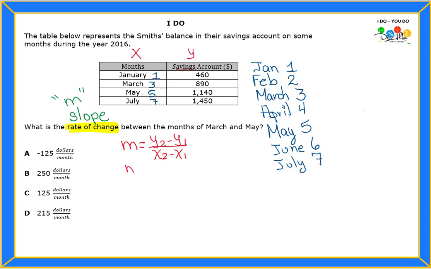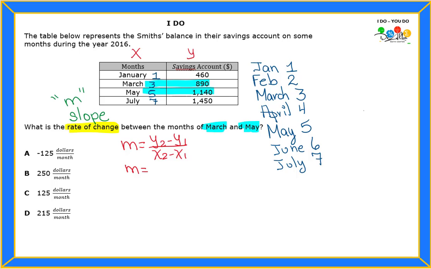Very good. M, which is the slope, I need to choose 2 points from there. It's up to you, whatever points you want. But in this case, we need to go back to the question. Can I choose any points that I want? Am I just looking for rate of change? No, I'm looking for a specific rate of change between 2 months. What months am I looking for? Well, I'm looking for March and May. So right here, I'm going to look at March and May. These are the 2 that I need, okay?